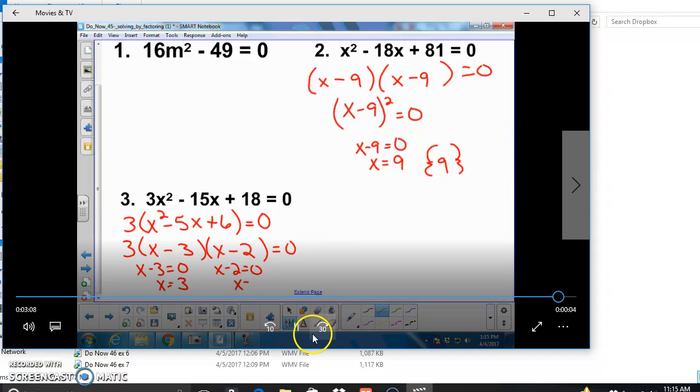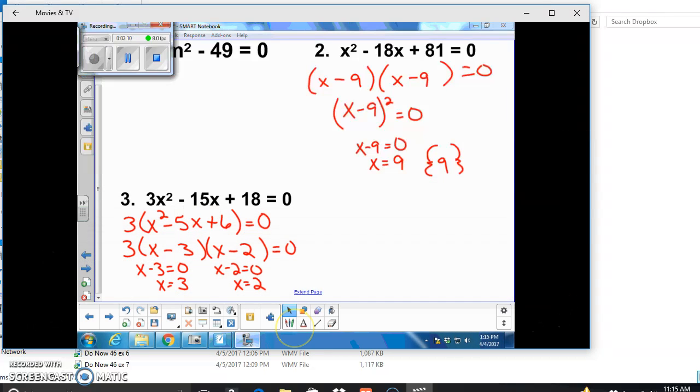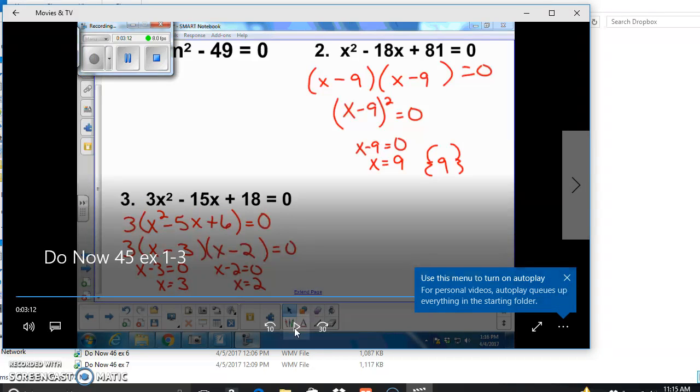When you set each of these equal to 0, x minus 3 equals 0, you get x equals 3. x minus 2 equals 0, you get x is 2. Now, when you're finding these answers, you don't have to involve the 3 because you're just using the factors of it, and 3 was factored out. So in this case, 3 and 2 in your brackets would work, and you would plug them in, and you would get a true statement.